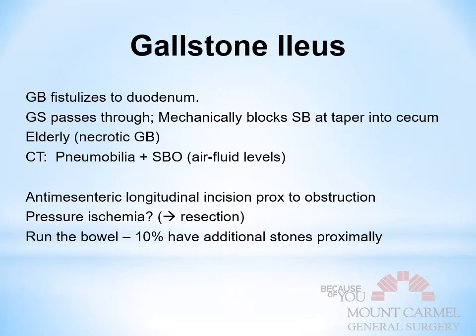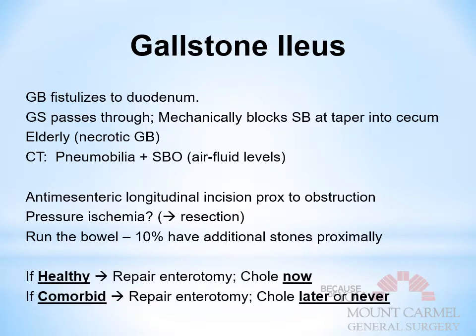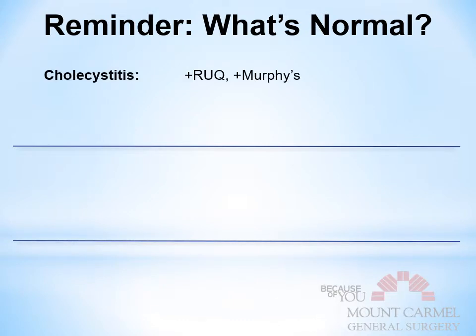If they are, then you run them down to the longitudinal slit you just made because you have not sewn it shut yet. Once you finish running the bowel, that's when you go back and close the longitudinal incision transversely, okay? If the patient's healthy, you wait a day or two and then you do a chole. If the patient's comorbid, then you repair the enterotomy and you do it later or maybe never. You can actually leave that gallbladder communicating fistula in situ in many elderly patients.